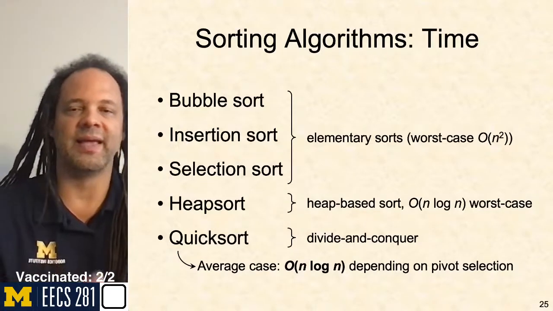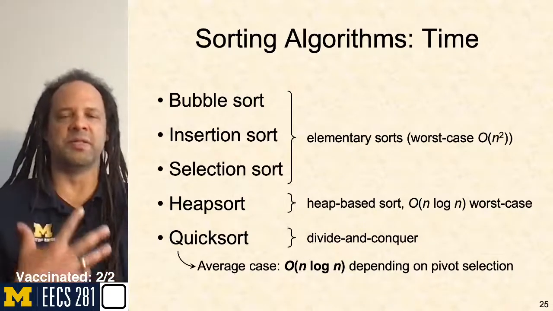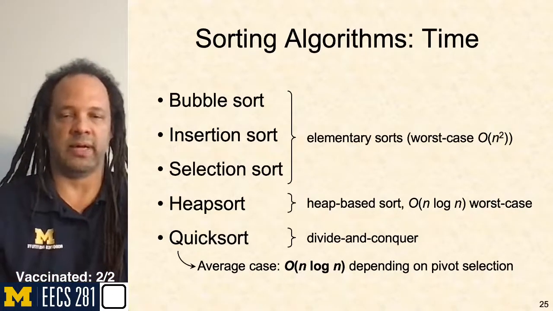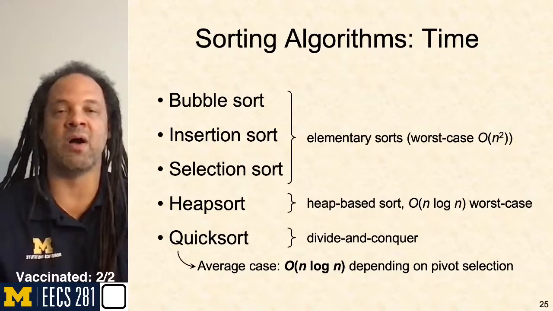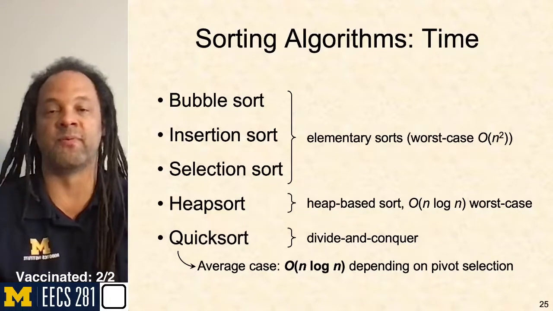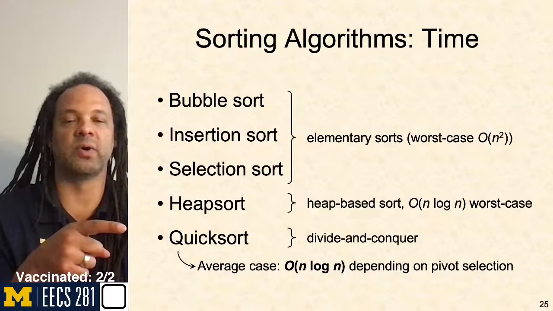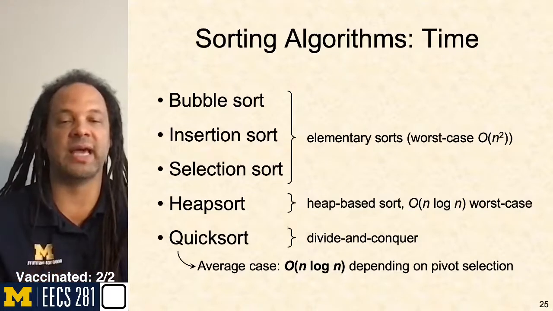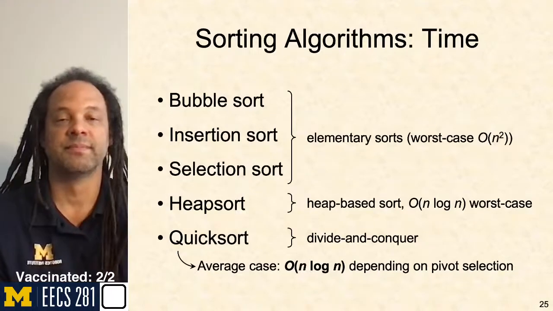But because of the way that it works, it still ends up a little bit slower than quicksort. Even though they have the same asymptotic complexity, the same big O of n log n, in general, the performance of quicksort outperforms heap sort. Quicksort is a divide and conquer. We've got our average case n log n, depending on how well or poorly we pick our pivot.